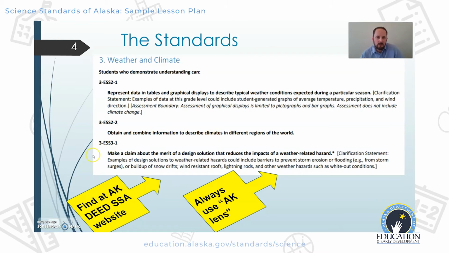And the third standard, I want you to notice it's got an asterisk there. The Science Standards of Alaska have placed asterisks there when the standard has to do with engineering technology and the applications of science. So this one says, make a claim about the merit of a design solution that reduces the impacts of a weather-related hazard like flooding.